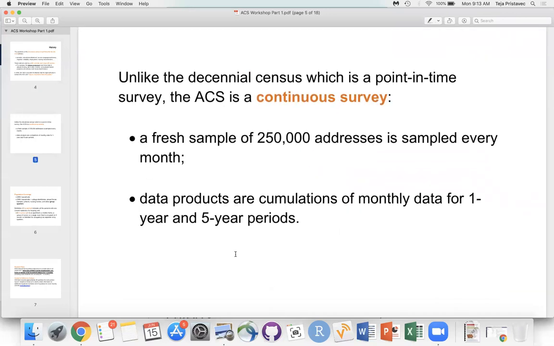Unlike the decennial, which happens every 10 years, so we have the 2000, 2010, and now the 2020 decennial census, ACS is a continuous survey. It's ongoing. Like I said, it's a nationally representative household survey. So they sample 250,000 addresses every month. And then there are basically accumulations of monthly data across 1, 3, which was phased out, and 5-year periods. I'll discuss that later on. And using different kinds of estimates then gives you different abilities when you're working with different levels of geography.